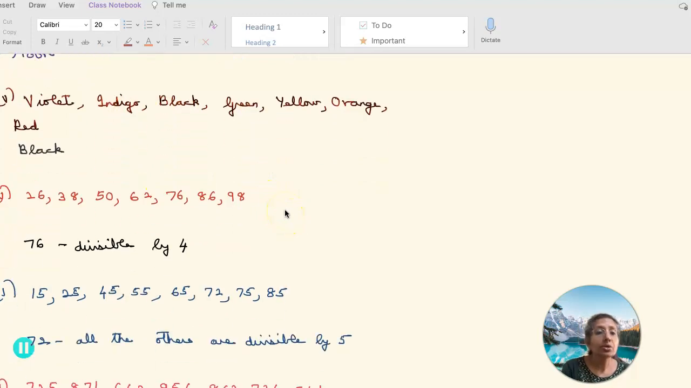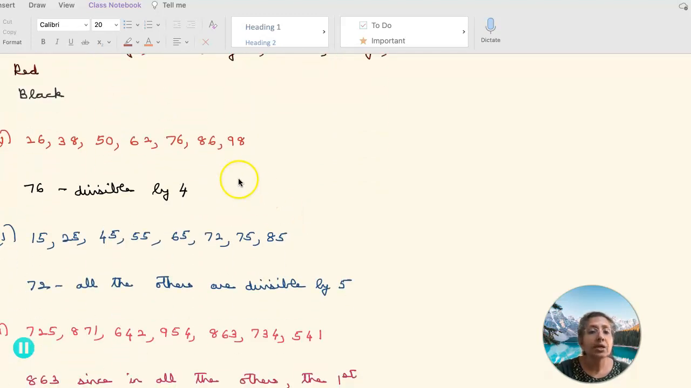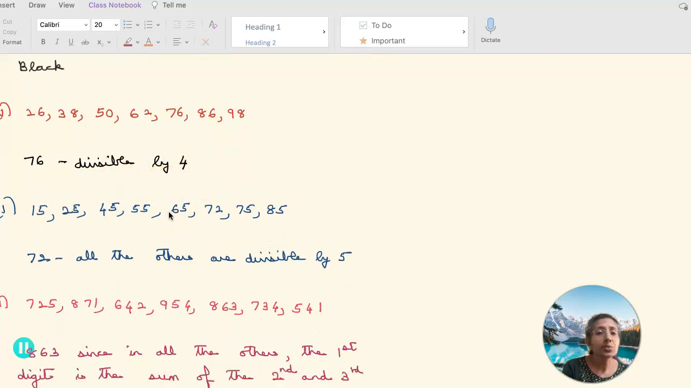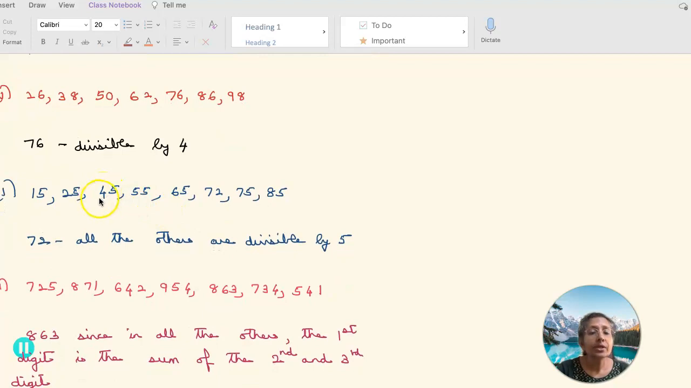Coming to numbers, you have 26, 38, 50, 62, 76, 86 and 98. So here it is 76 because none of the other numbers are divisible by 4, whereas 76 is divisible by 4. The next question: 15, 25, 45, 55, 65, 72, 75 and 85. As you can see, this is slightly easier. It is 72 because all the others are divisible by 5.